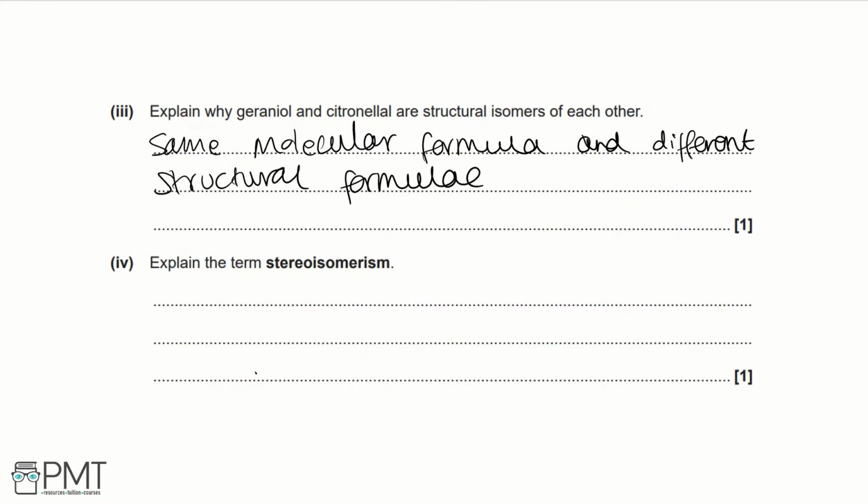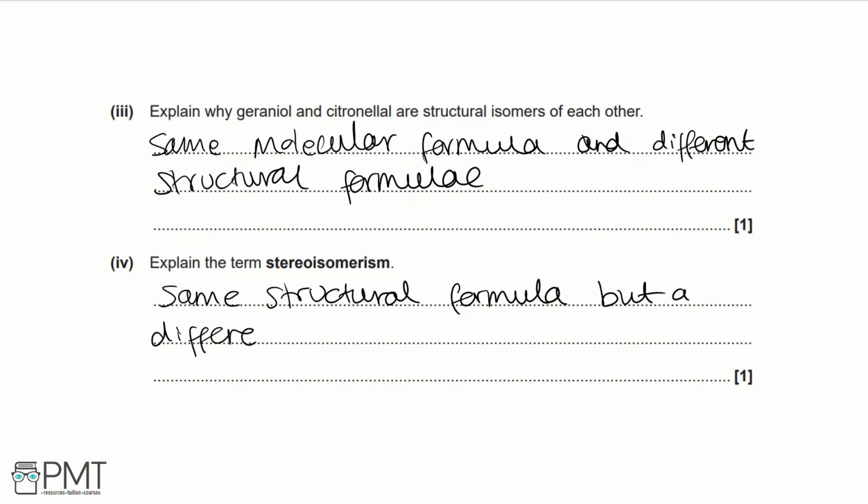Part 4. Explain the term stereoisomerism. This question is asking us to define a stereoisomer. A stereoisomer has the same structural formula but a different spatial arrangement of atoms. So to get the mark for this question and explaining the term stereoisomerism, we need to write that stereoisomerism is when you have the same structural formula but different spatial arrangement of atoms.